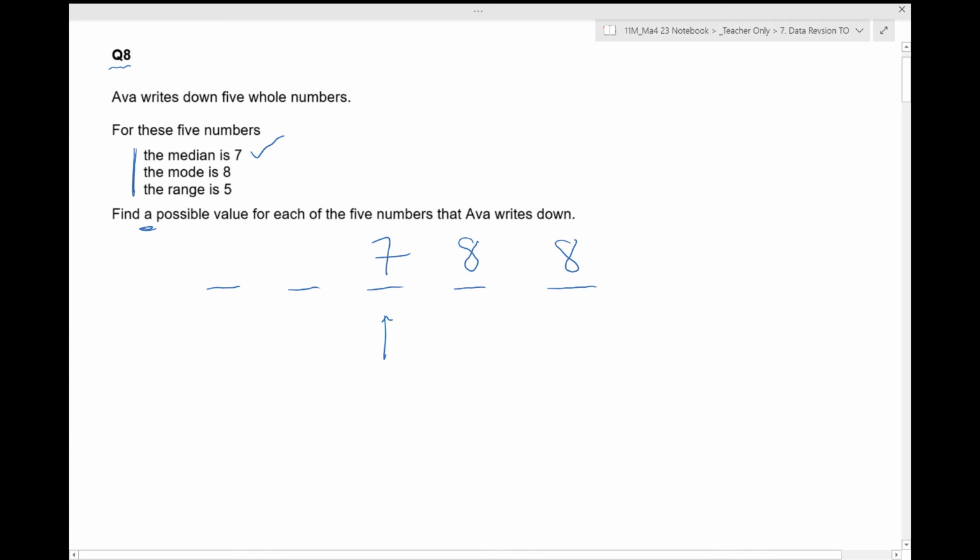Mental note, you can't have two more of the same number because you want 8s to be the most common. Right, the range is 5, so that means the difference between the biggest number and the smallest number is 5, so that one is a 3. Okay, find a possible value for each of the 5 numbers that Ava writes down. Well, I found the first number, the third, fourth, and fifth. Now, what about that second number?